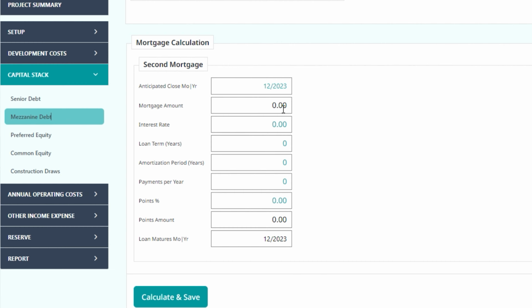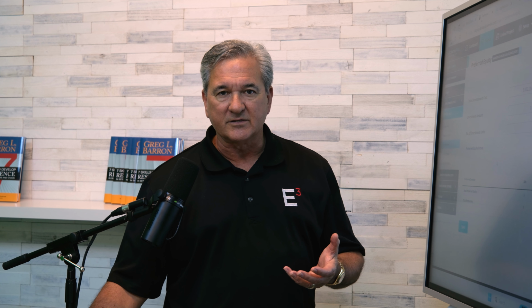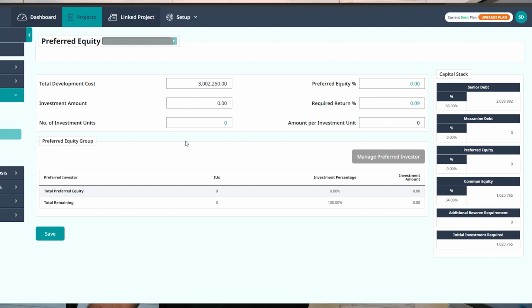I come down here to preferred equity. If I had investors that I needed to raise additional capital for, I would have a certain amount of units, say 100 units at 1,000 apiece, and adjust it for an amount per invested unit and what percentage I would give them as a rate of return, say it's 9%. That's all they would get on the equity, and then I would pay them back as the project had matured. Don't have any preferred equity on this particular model.